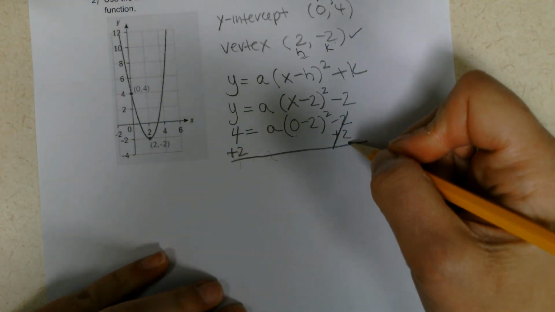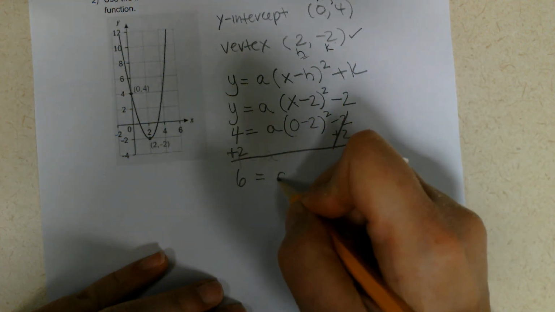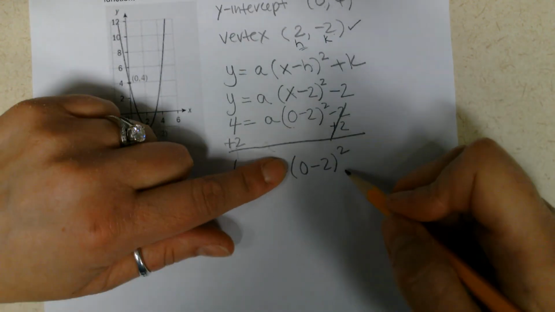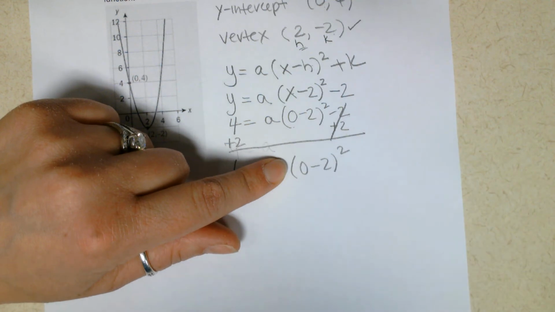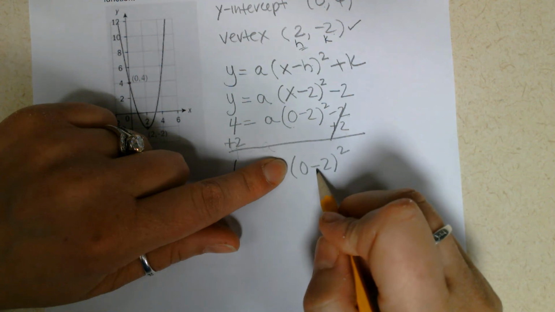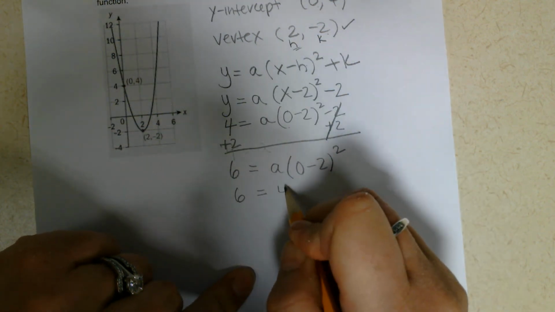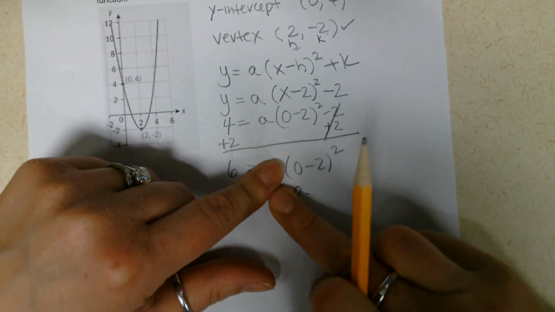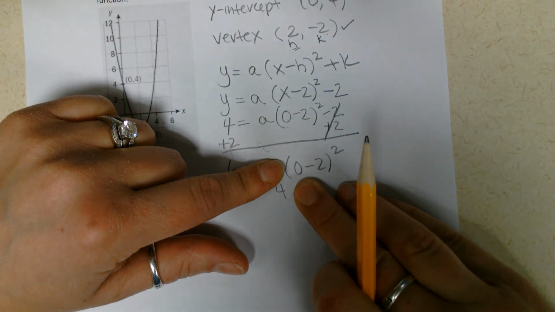So I just added it. I did inverse operations, added it. So 4 plus 2 is 6 equals a times 0 minus 2 squared. Now what you could do is that in your calculator if you would like. 0 minus 2 squared, negative 2 squared is 4. So it's going to be 6 equals 4 times a. So in the calculator, you're just doing that part and you should have got 4. Negative 2 squared is positive 4.